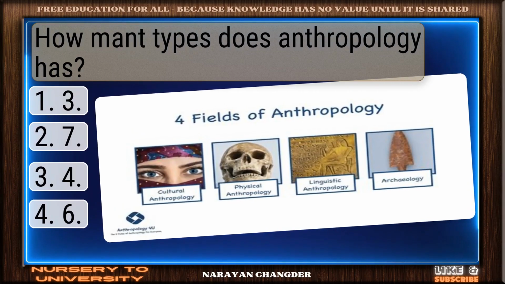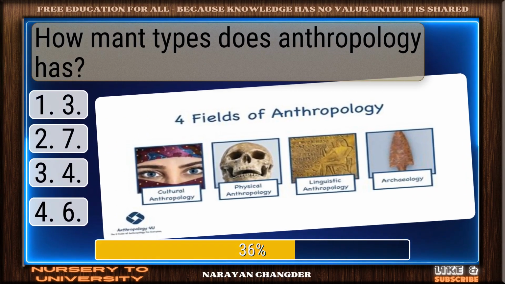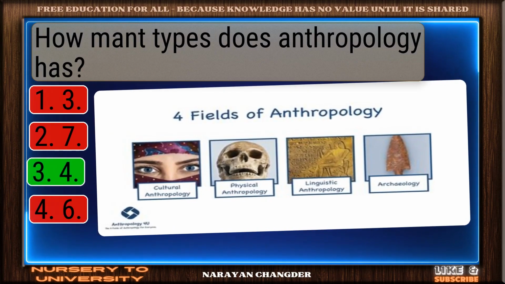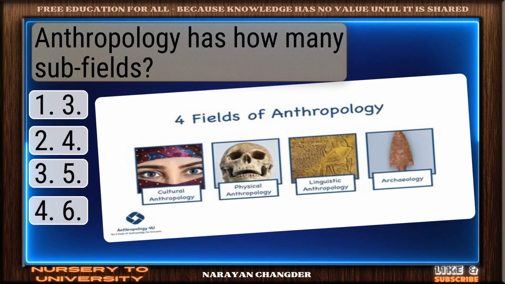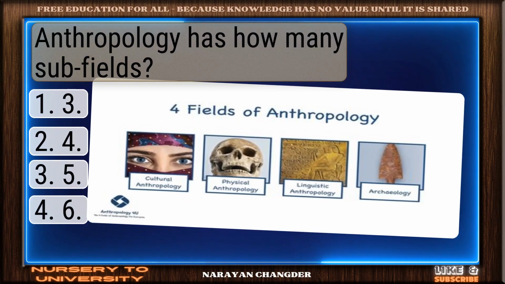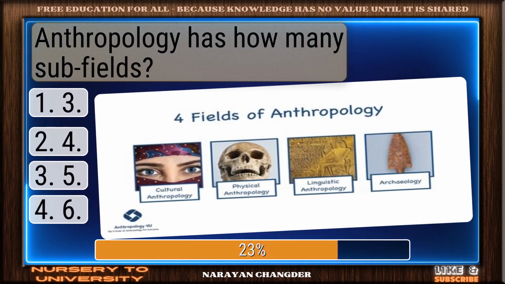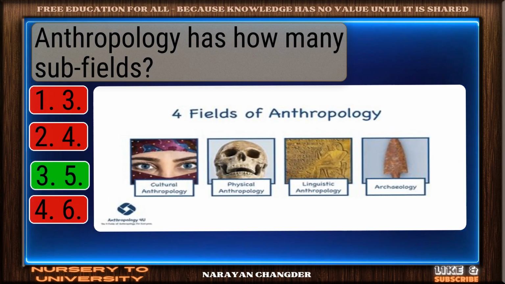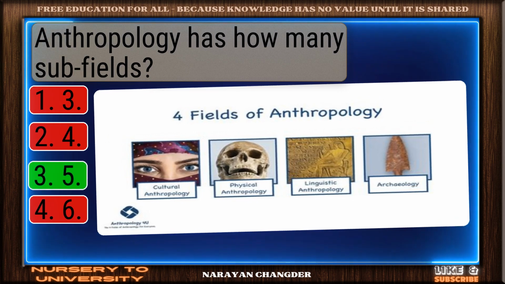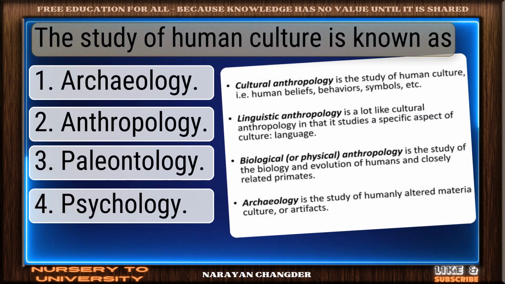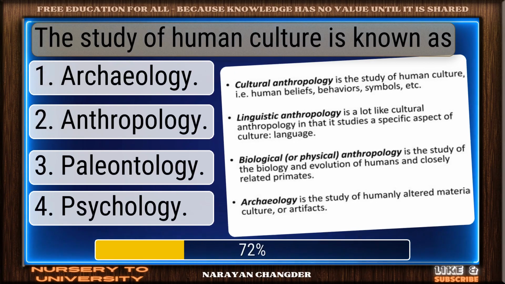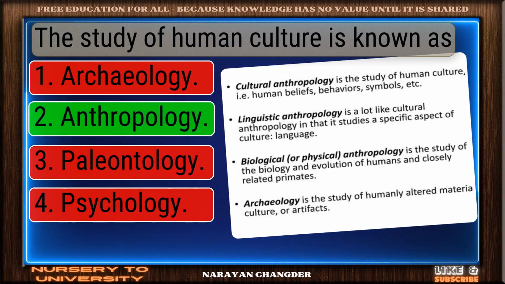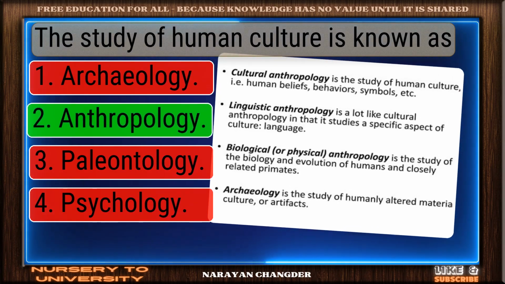How many types does anthropology have? Well done. 4 is the right choice. Anthropology has how many subfields? Great thinking. 5 is the right choice. The study of human culture is known as. Smart pick. Anthropology is the correct choice.